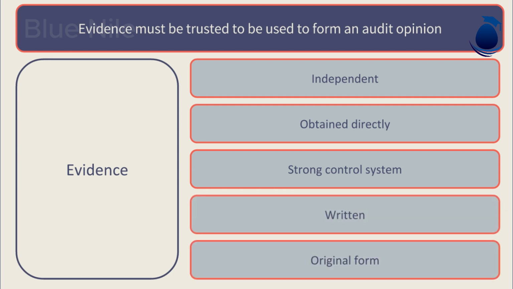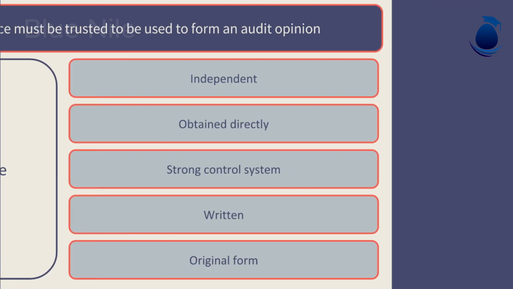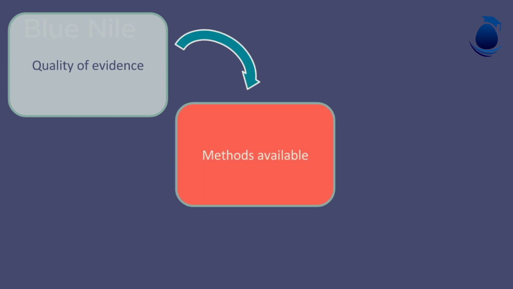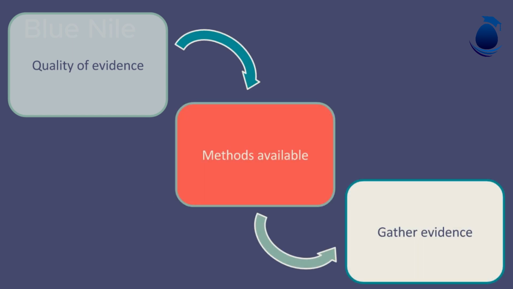If auditors can obtain evidence that represents all of the points we've just mentioned, then very little else needs to be obtained for that area. There will be areas of the financial statements where this is difficult, and then more types of evidence will need to be collected. Now we have covered the quality of evidence, we must discuss the methods available to the auditor to gather this evidence.